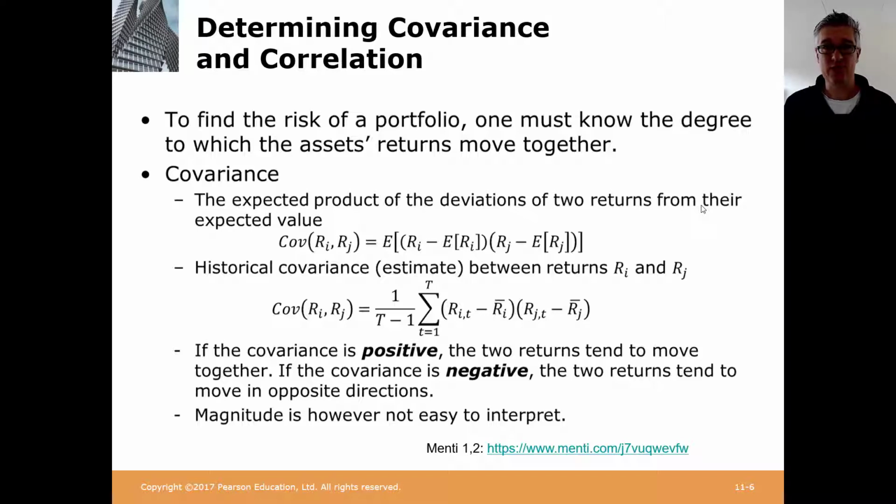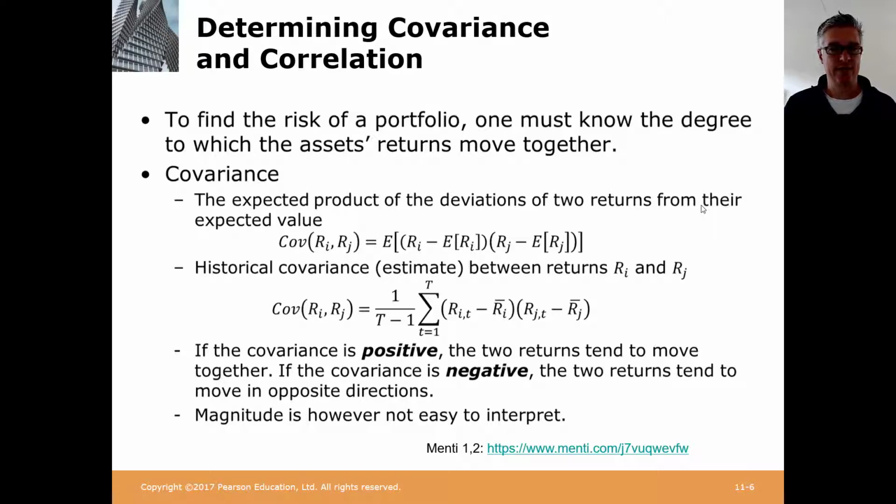If covariance and correlation are such important factors, then of course we need to start calculating them. So what are covariance and correlation, and how do we measure them? Covariance tells you something about what happens to one share when the other share moves from its expected value. More formally, it is the expected product of the deviations of two returns from their expected values.